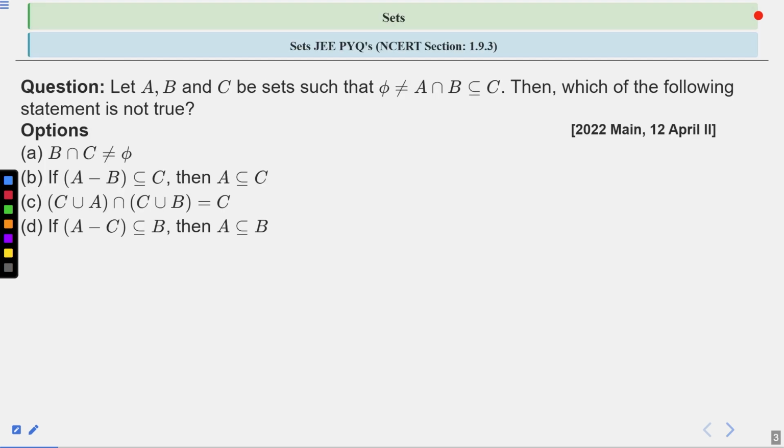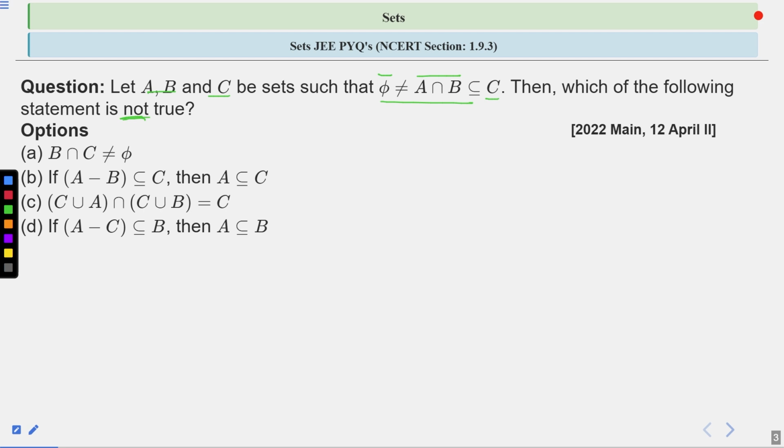Now, here's our question. So simple, this question is related to NCERT section 1.9.3. The question says you are having three sets A, B, C such that they satisfy the following conditions. First of all, A intersection B must be non-empty, and A intersection B must be a subset of C. Then which of the following statements is not true?